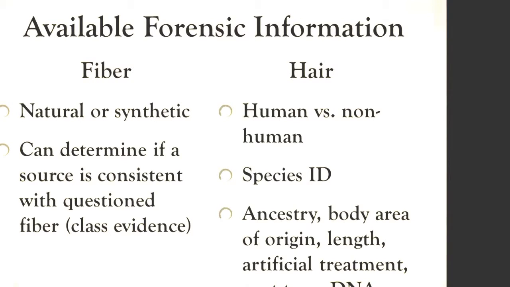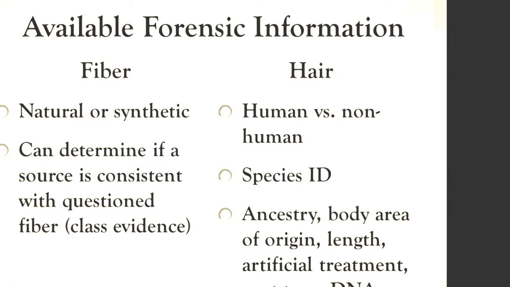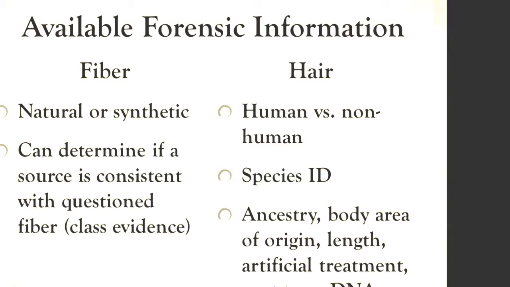With fibers, you can determine whether it is a natural or man-made fiber. Man-made fibers are commonly called synthetic. Forensic scientists can compare a questioned fiber with a potential source to determine if the fiber is consistent with that source. Fibers are always class evidence, meaning they cannot be identified to a specific source.